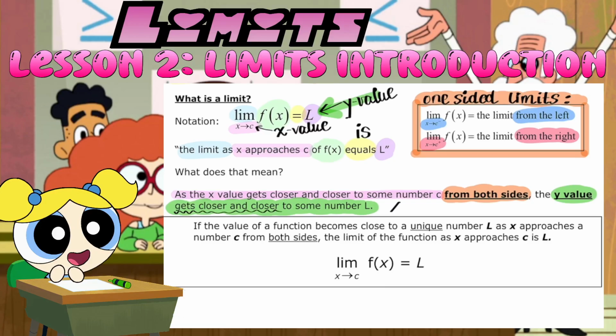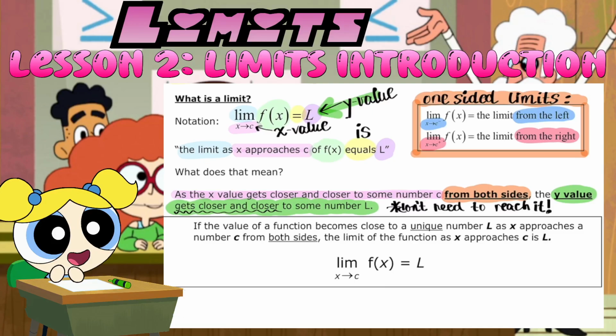So again, that means we don't need to reach it. So think about asymptotes. Think about holes in graphs. Could you be approaching something and not reach it? Of course. In that case, the limit will still exist.